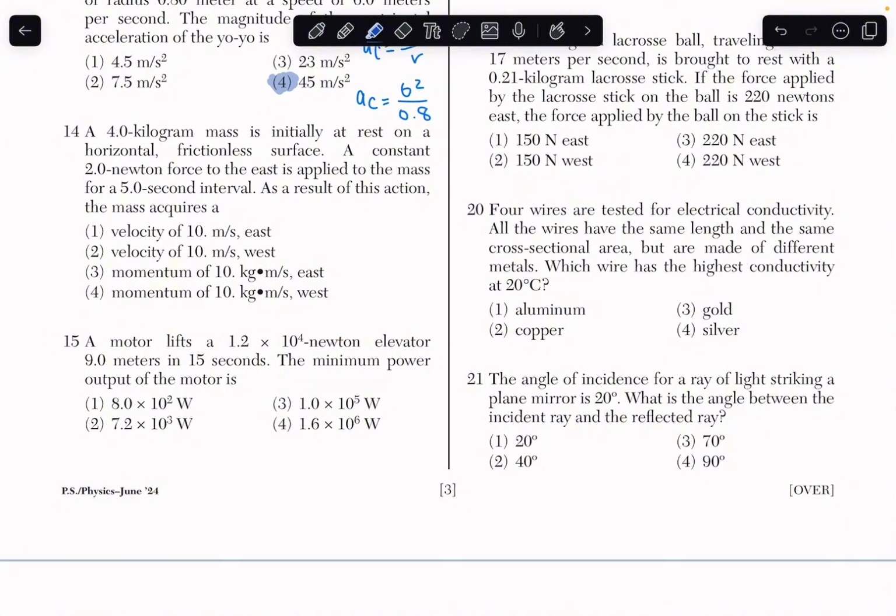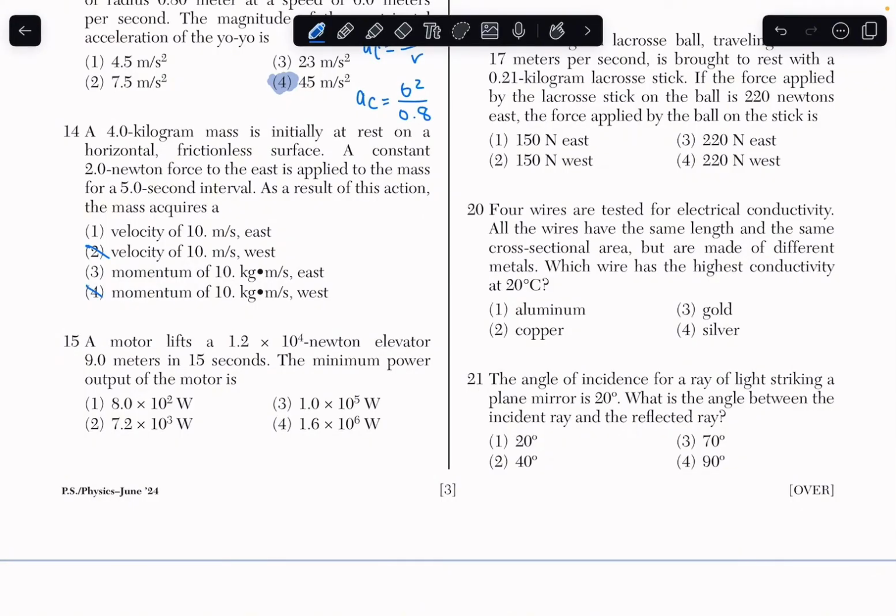14. A 4 kilogram mass is initially at rest on a horizontal frictionless surface. A constant 2 Newton force to the east is applied to the mass for a 5-second interval. As a result of this action, the mass acquires a... So, right off the bat, it says that the 2 Newton force is to the east. So we automatically know that 2 and 4 are wrong because those are to the west. So 2 and 4 are out.